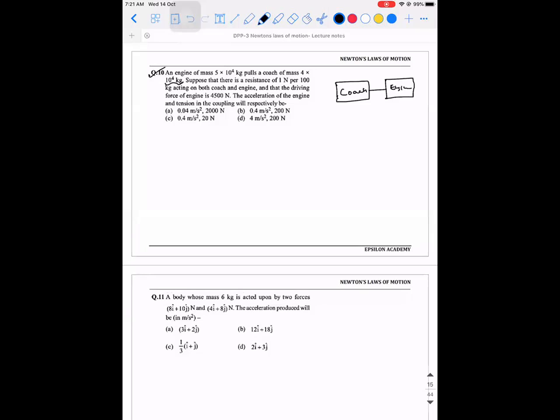So the engine is having a mass of, let's say the mass of the engine is capital M. So capital M is equal to 5 into 10 power 4 kilogram. It pulls a coach of mass 4 into 10 power 4 kilogram. Okay. Suppose that there is a resistance of 1 Newton per 100 kilogram. What do you mean by this?